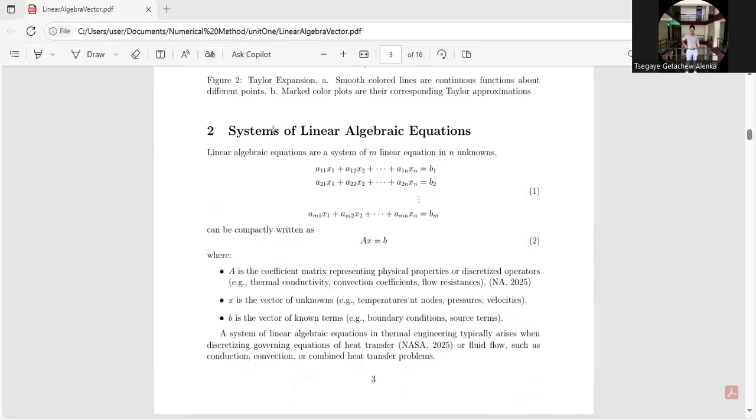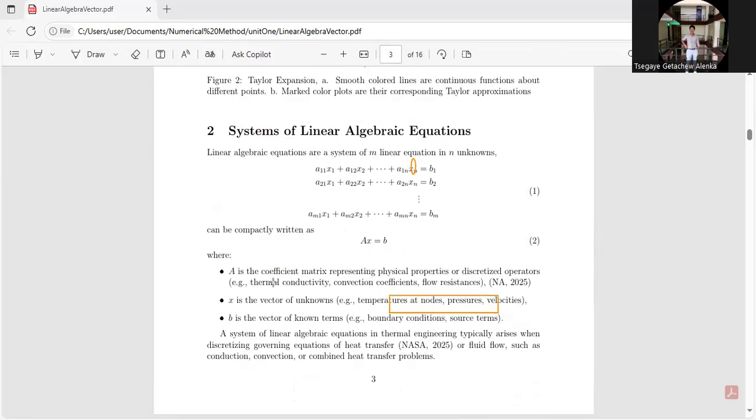Indeed, linear algebraic equations are a system of m linear equations in n unknowns, 1, 2, up to m rows of equations, with x1, x2, up to xn unknowns. The linear algebraic equations can be compactly written as capital A times x equals b, where capital A is a matrix of row m, which corresponds to the number of equations you would encounter in modeling engineering variables such as heat or energy, mass or continuity, and fluid force or momentum, whereas n corresponds to a number of variables, let's say temperature, pressure, velocity, and so on, their counts.